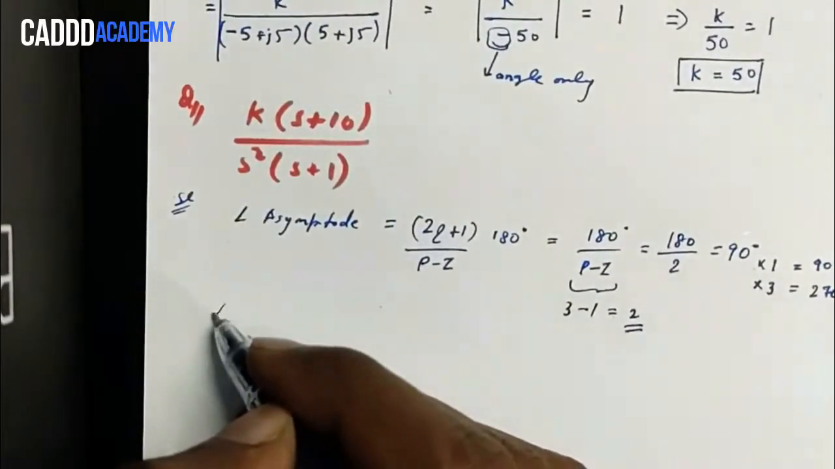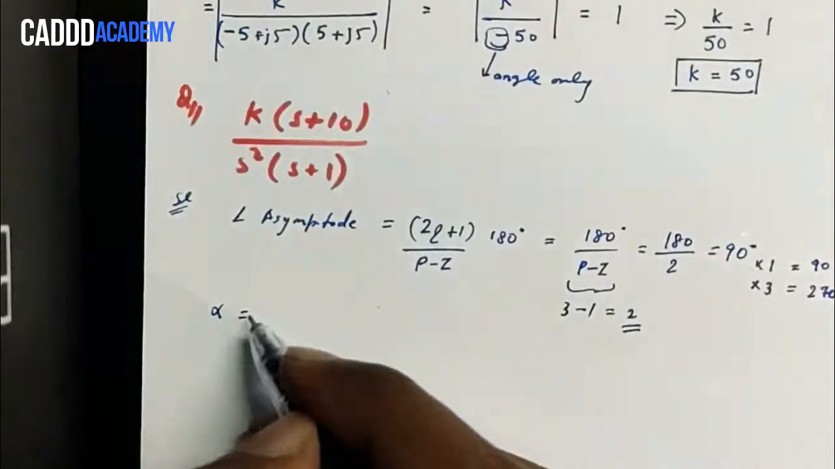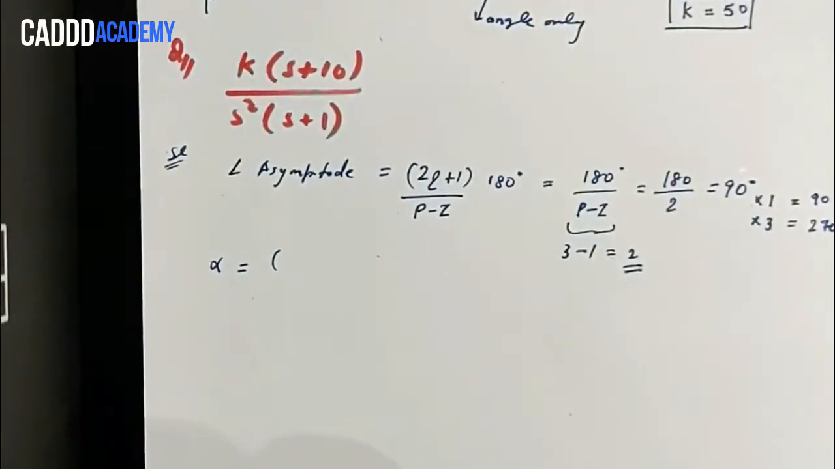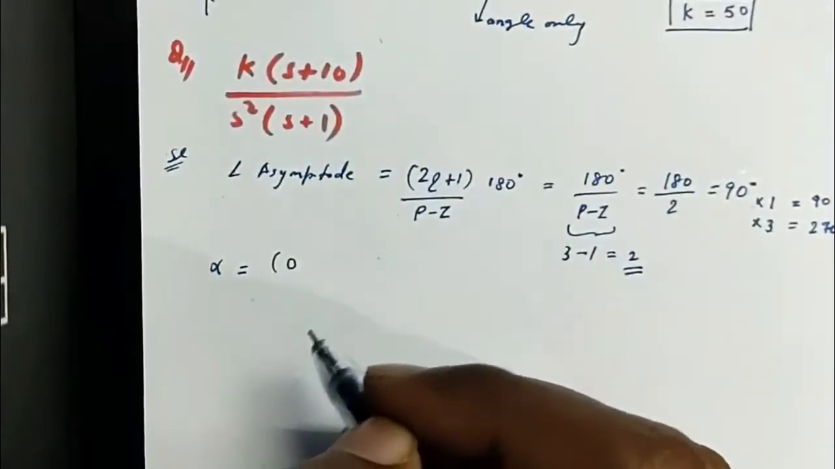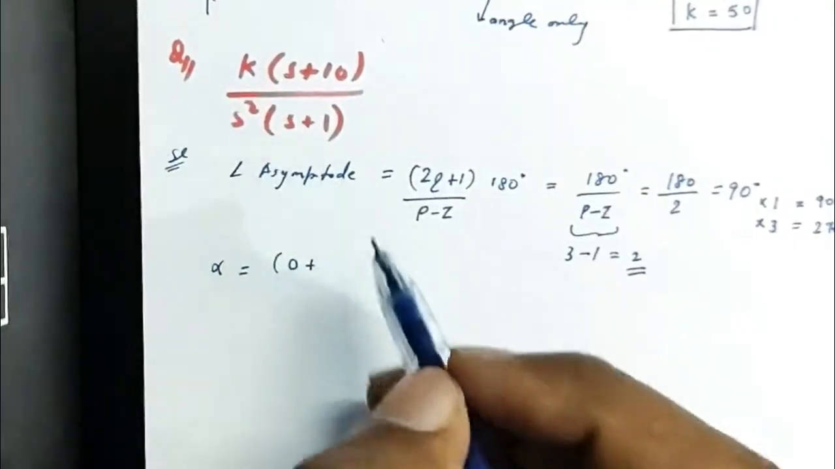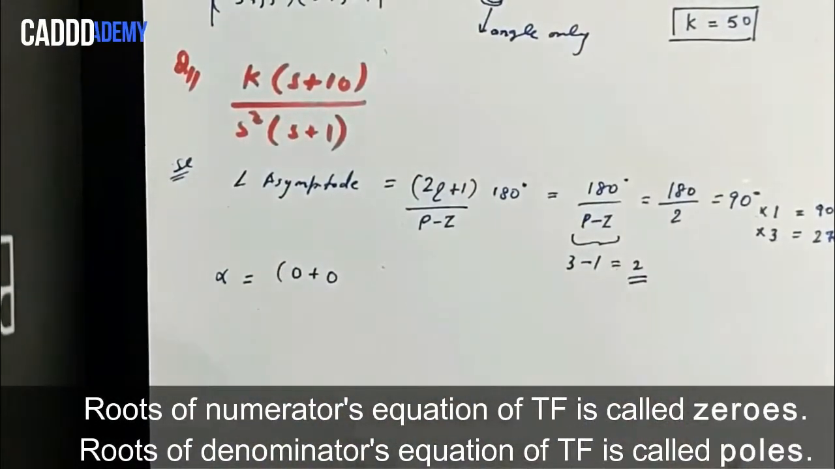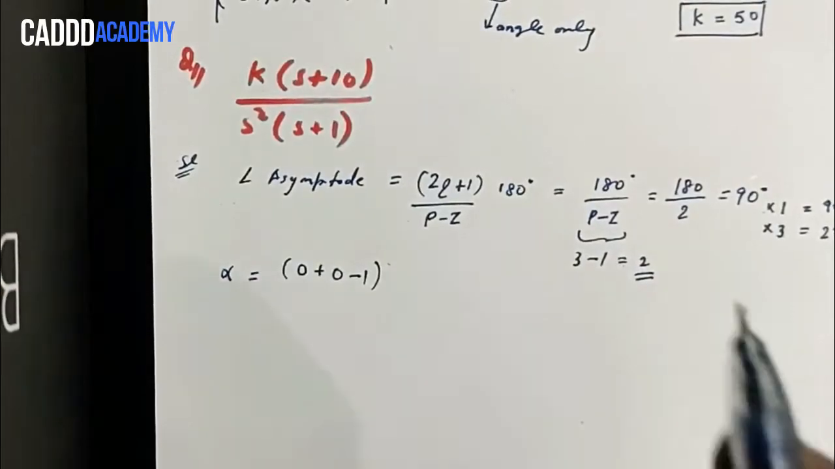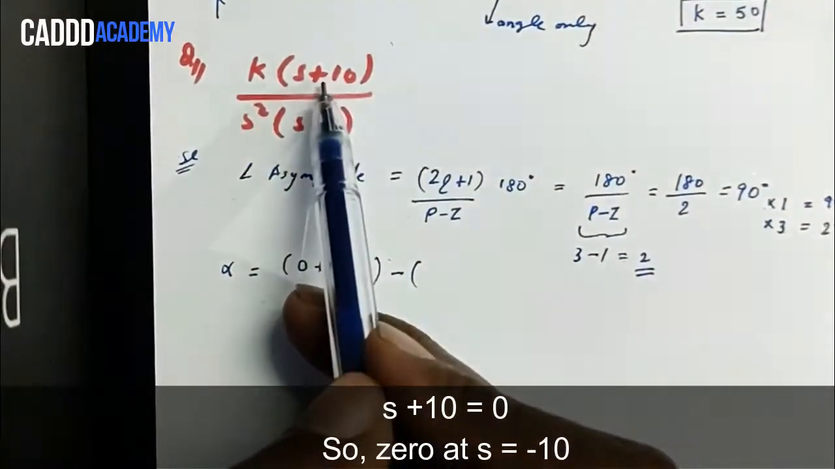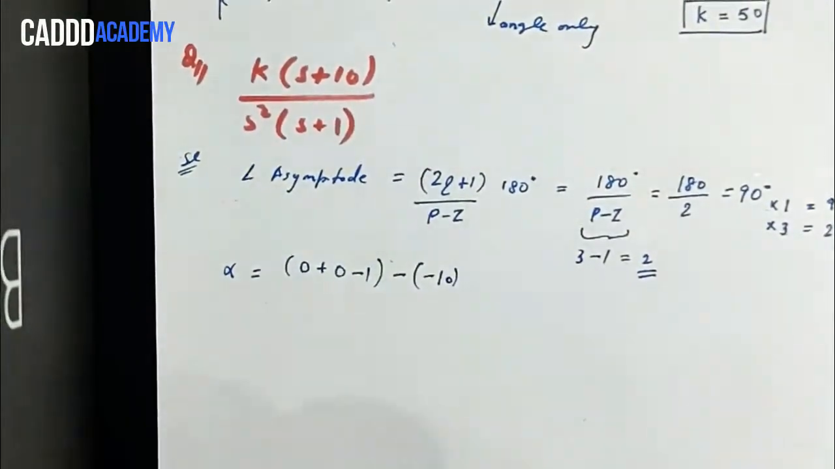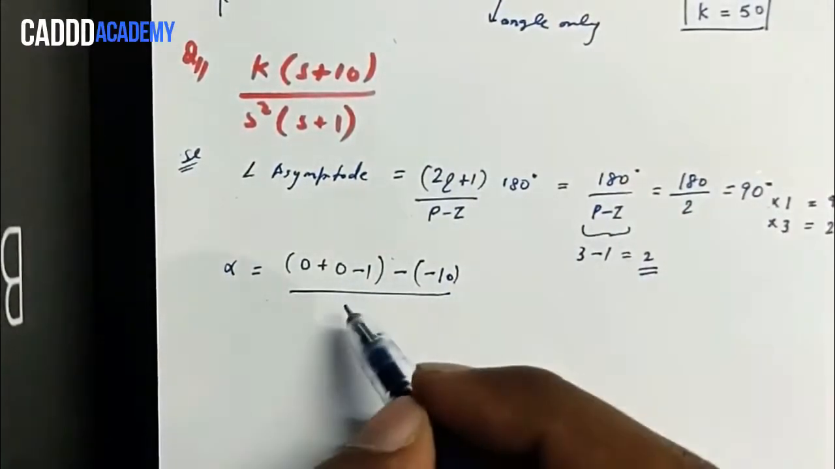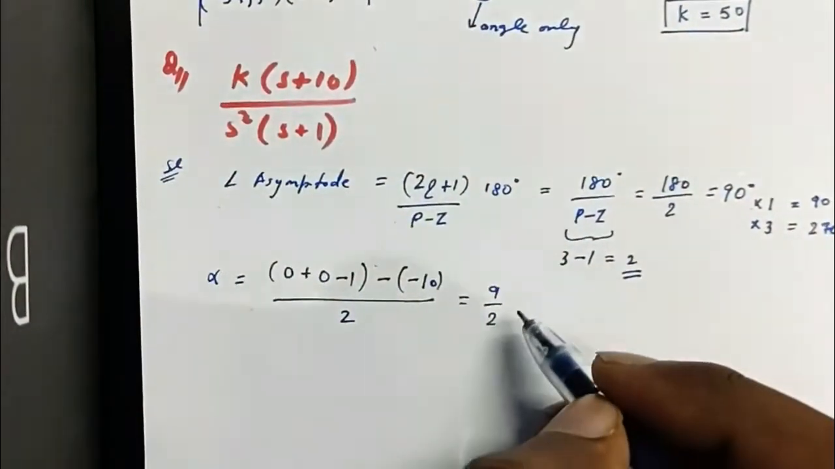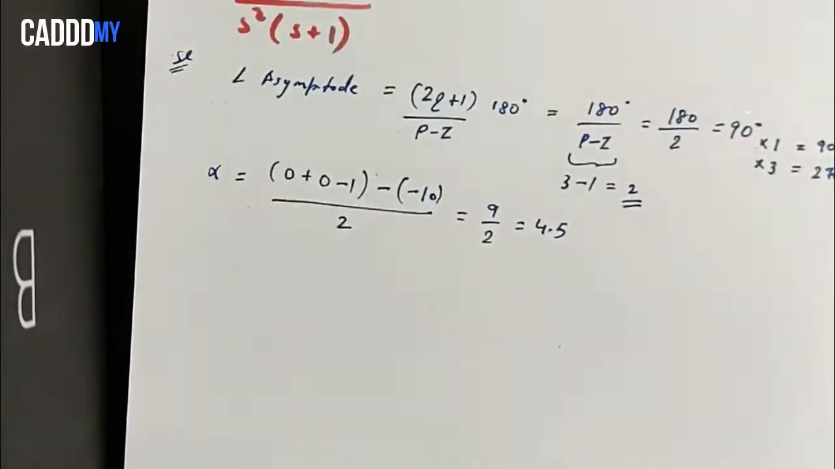Now we will calculate the centroid, which is denoted by alpha. For the centroid, what we have studied is that we put the real parts of the poles, which is 0 for this one, and 0 for another one, because we have 2 poles at the origin, and 1 pole at minus 1, so minus 1. This is the real part of poles minus the real part of zeros. The zero is at minus 10, so we write minus of minus 10, and divide by p minus z, which is 2. So we get 9 by 2 as the centroid of this transfer function, which is 4.5.